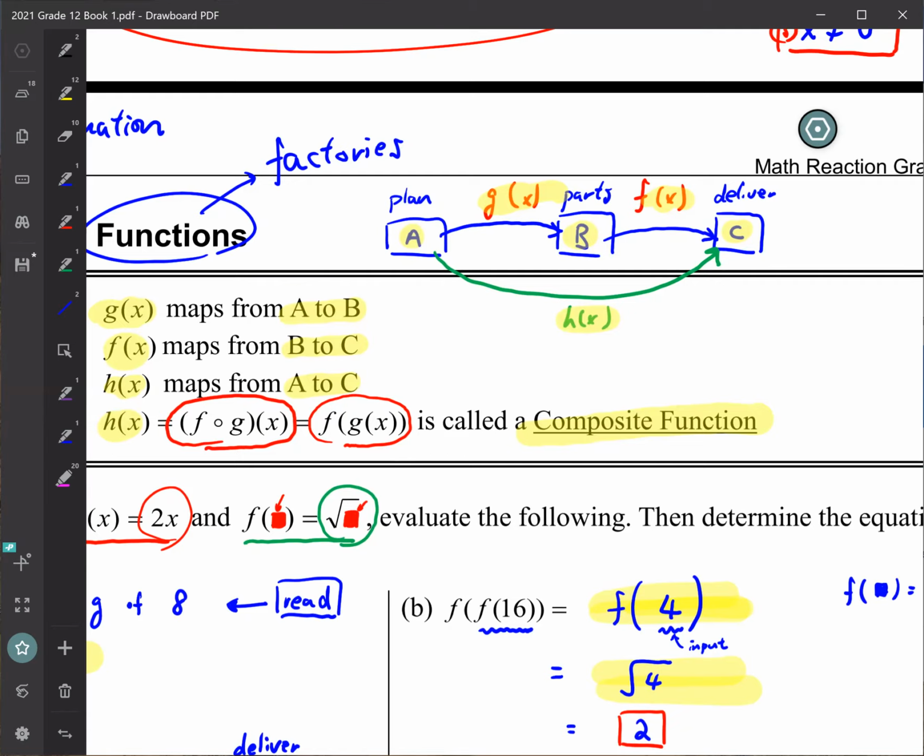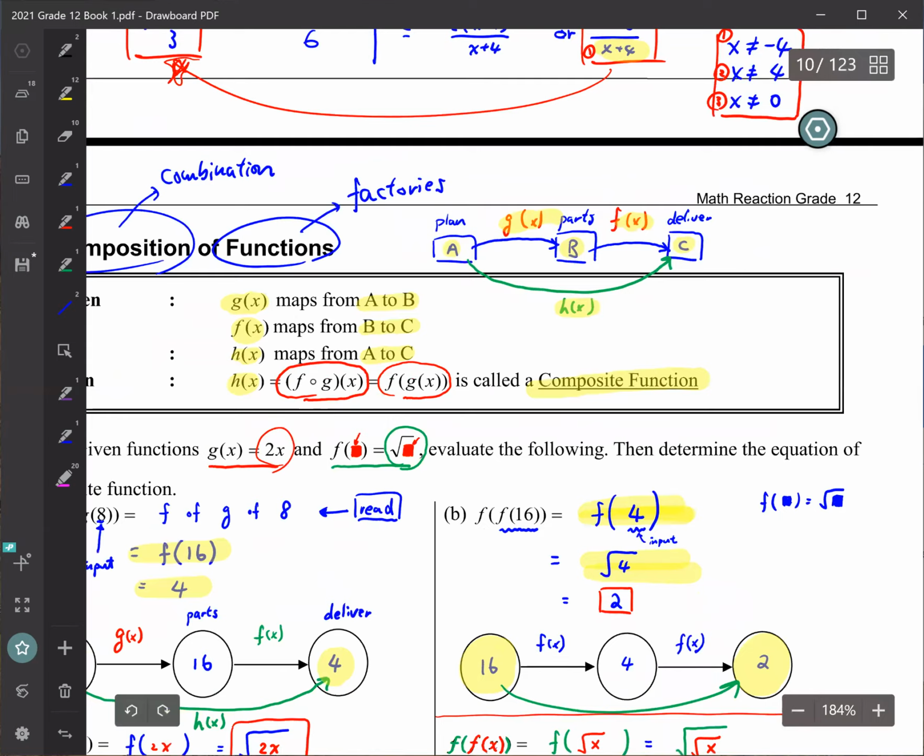Then we can put the two factories together, put one function into the other, and create a new, bigger one that will take the original plan and directly produce the final product. That we call a composite function.